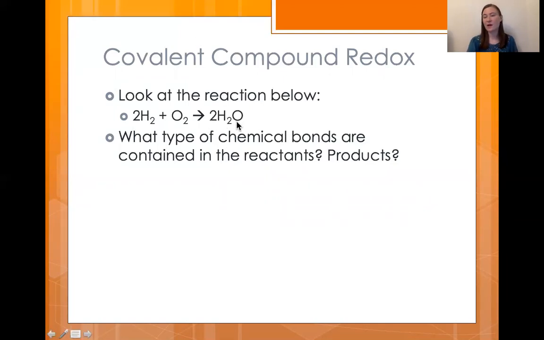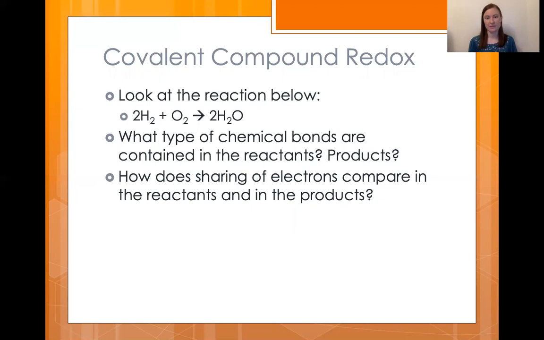In the products, water, we have a bond between hydrogen and oxygen, which are both nonmetals. So again, we have a covalent bond, but this is a polar covalent bond because the electronegativities are different. And so the hydrogen and the oxygen are not exerting the same pull on the electrons.